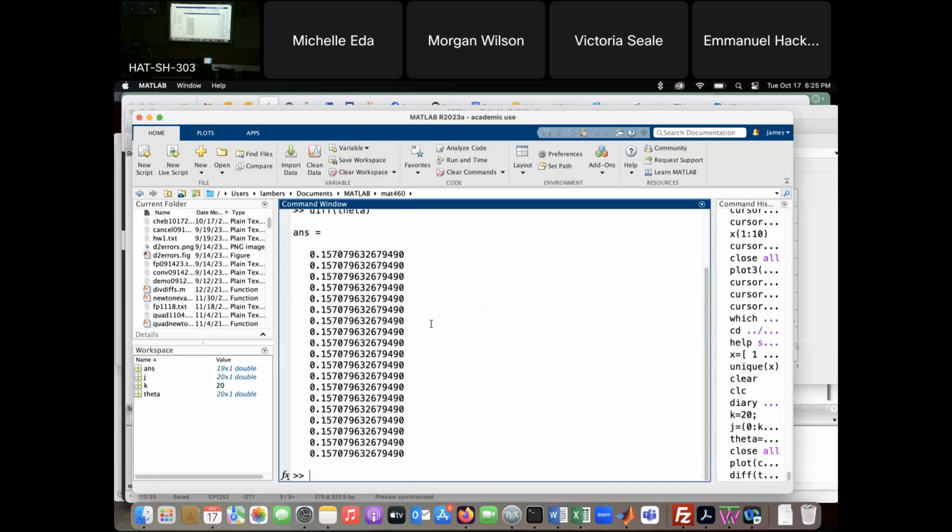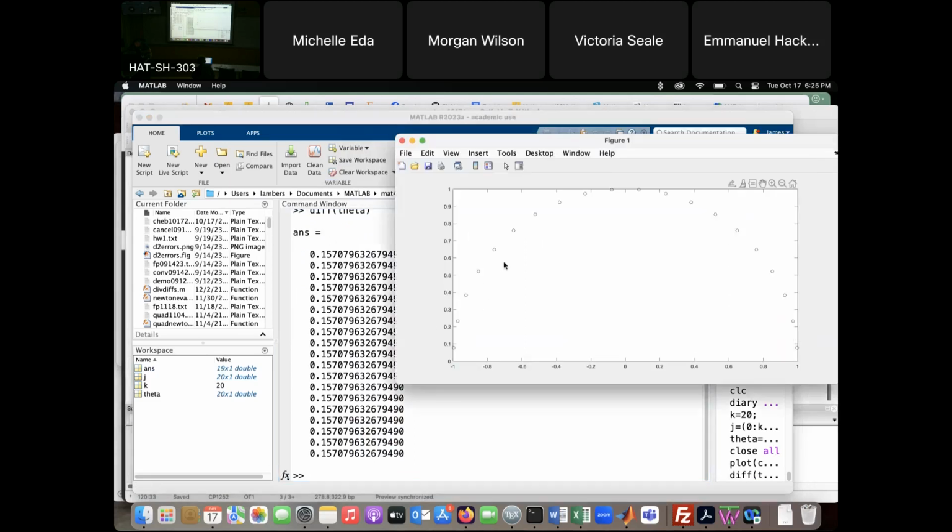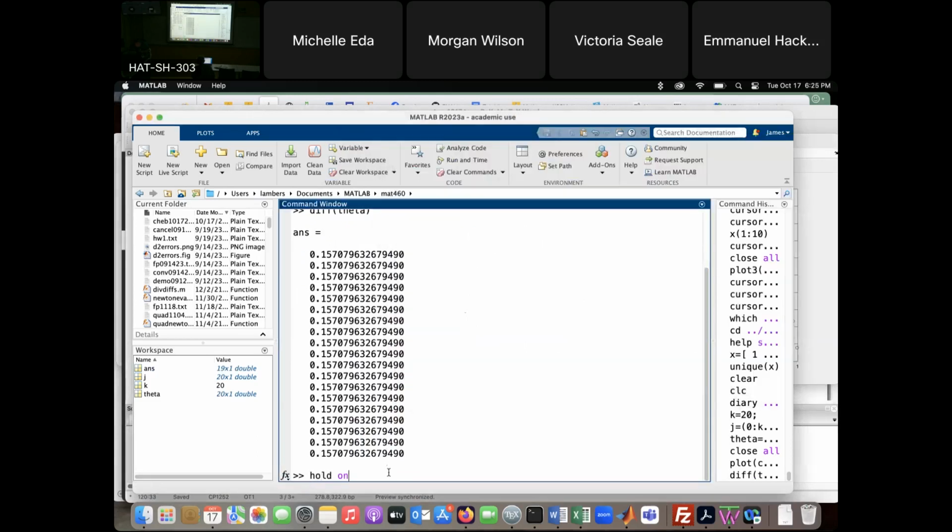Okay. So now, here I have cosine and sine of these angles plotted on the unit circle, but what I really want is just the x values. So I'm going to do a hold on. And then I'm going to plot, first I'll set x equal to cosine of the angles. So these are the Chebyshev points.